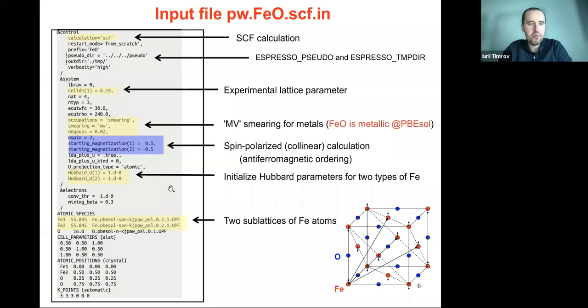Now, coming back to the Hubbard-specific input. They are actually not highlighted, but they are written here. First of all, we need to add the keyword lda_plus_u equals true. This is to tell the code that we want to do a DFT plus U calculation. Next, we need to specify the parameter lda_plus_u_kind equals 0. This parameter can take values 0, 1, or 2.